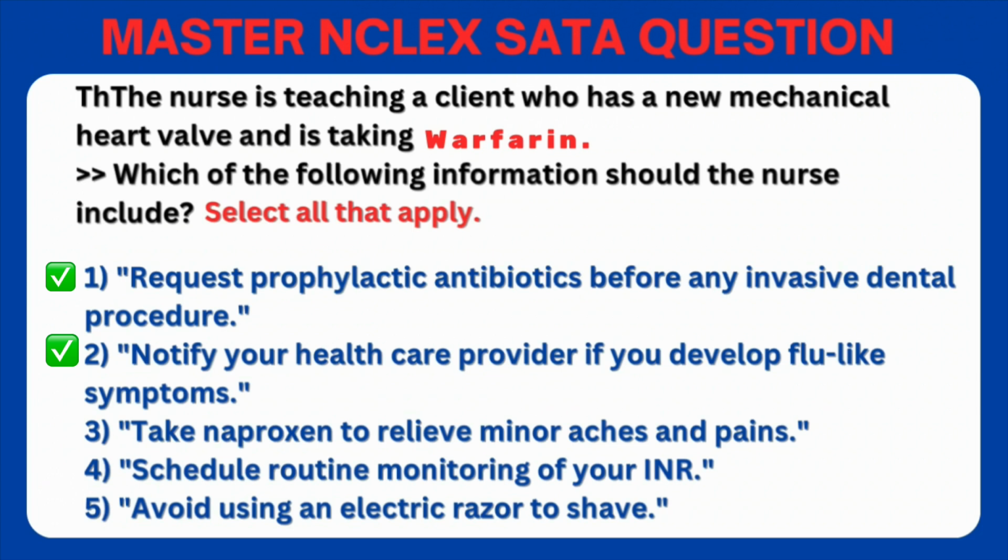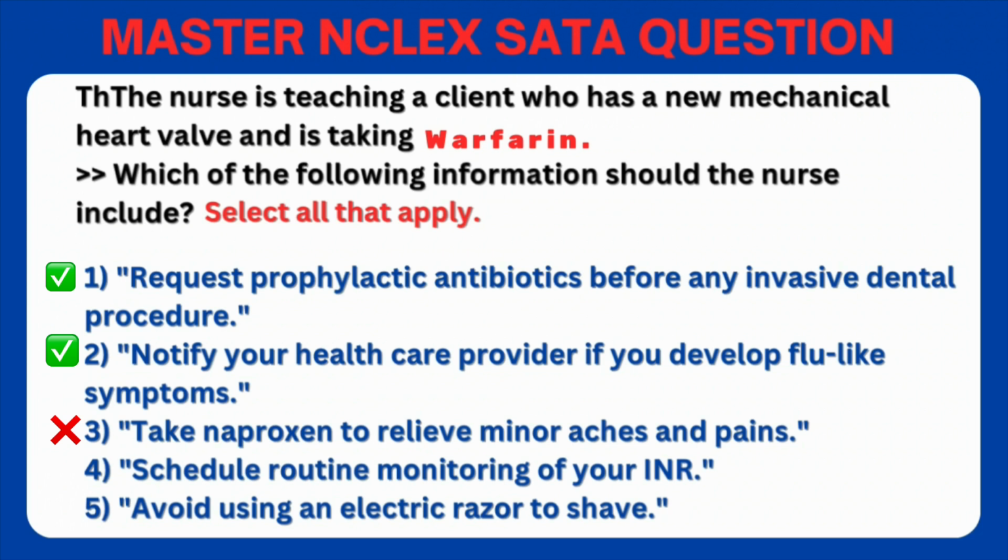Option 3 says to take naproxen to relieve minor aches and pains. We do not want to tell our clients to do this. Clients with mechanical heart valves are going to be on warfarin, have that anticoagulation, and naproxen is going to increase the risk of bleeding there. So we don't want to do that with warfarin. We're already at really high risk for bleeding, so we want to minimize that. They could take like Tylenol or something like that instead.